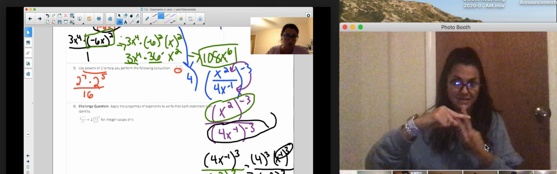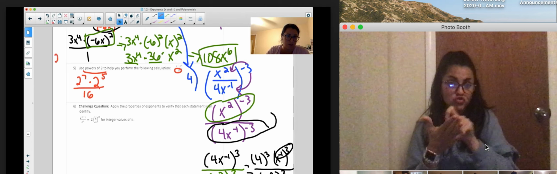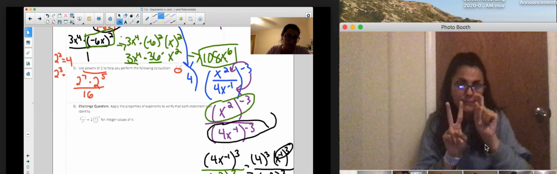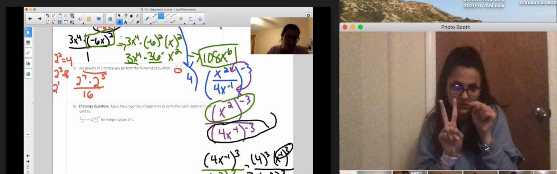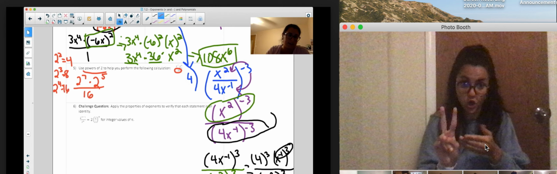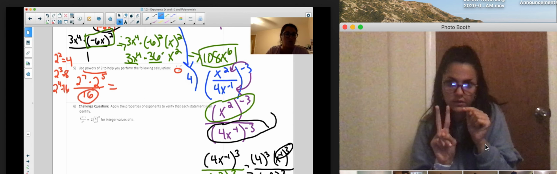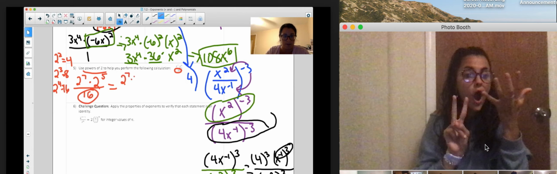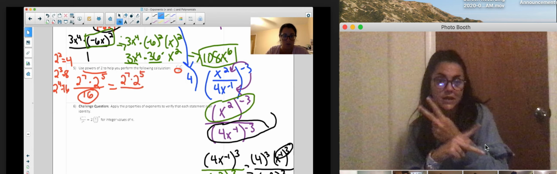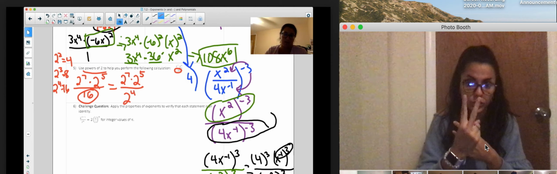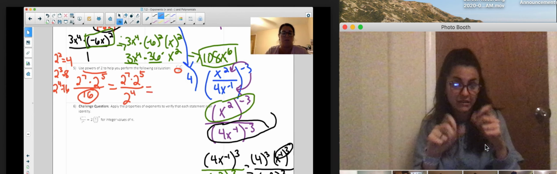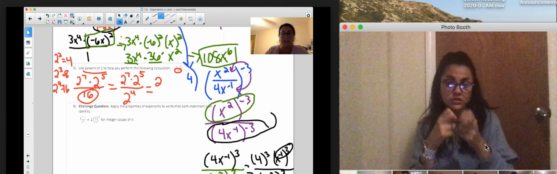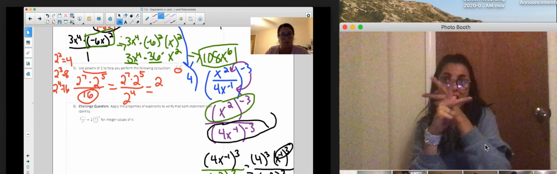So remember yesterday we had said 2 squared is equal to 4. 2 to the third equals 8, and 2 to the fourth equals 16. So I can replace the 16 with 2 to the fourth. So I'm going to have 2 to the seventh times 2 to the fifth over 2 to the fourth. So now think about it. When we multiply, we add the exponents. So we're going to have 2 and then 7 plus 5, which will give us 12.